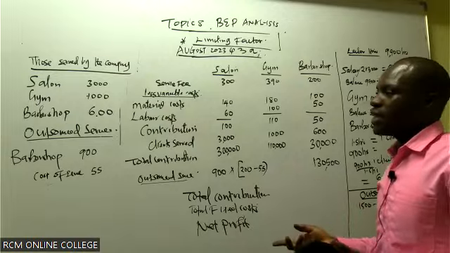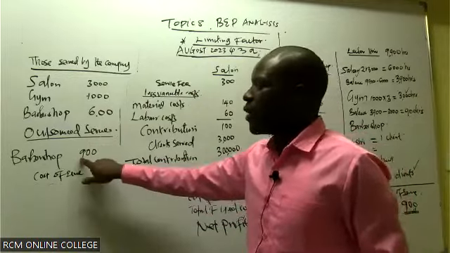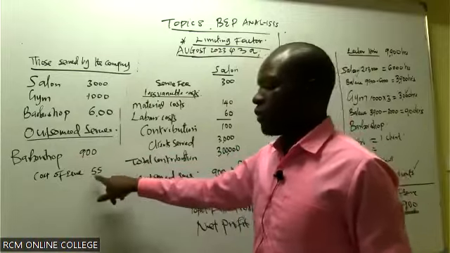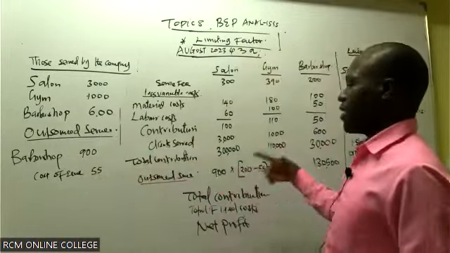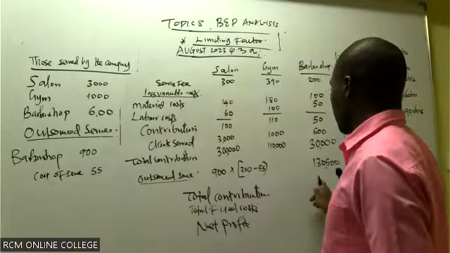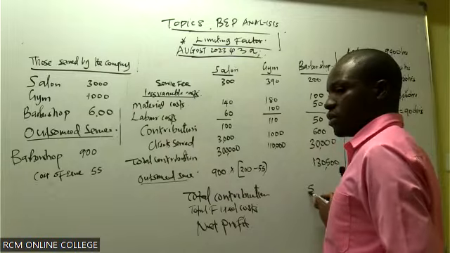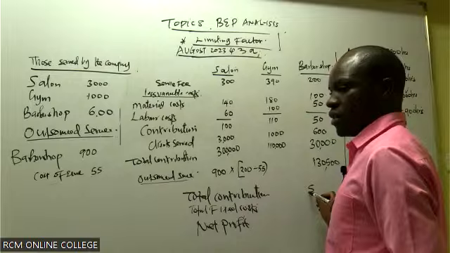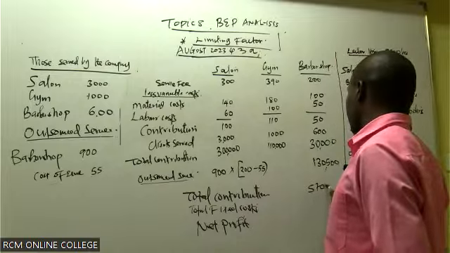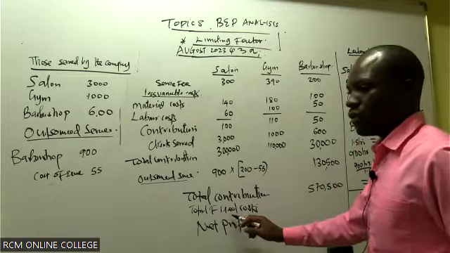We assumed that this 900, we will not forget them, we were told that they were fully served. So if they were served, these people outsourced the service at a cost of 55. That is the cost of offering that service. So when we add everything, here we had how much? Here we had 570,500 less total fixed cost.